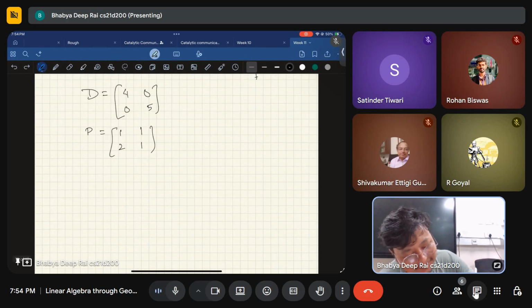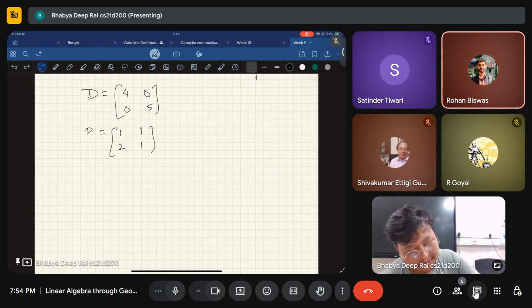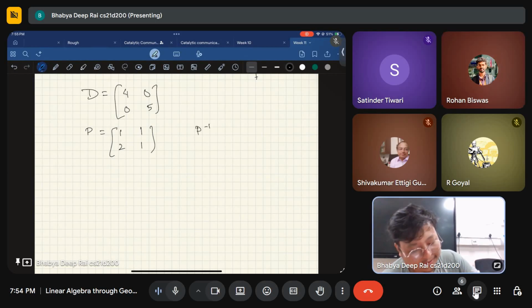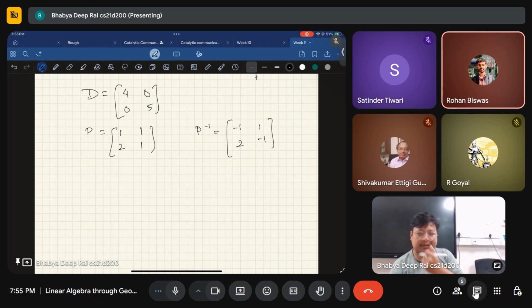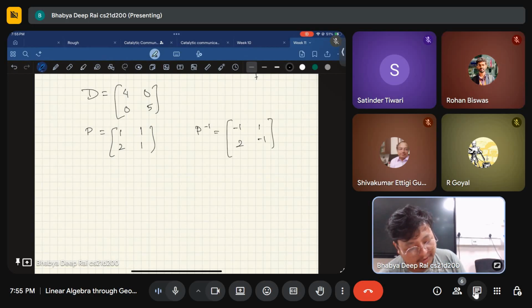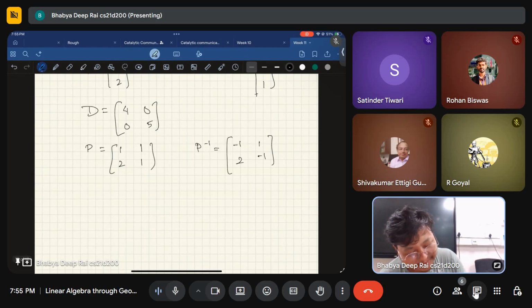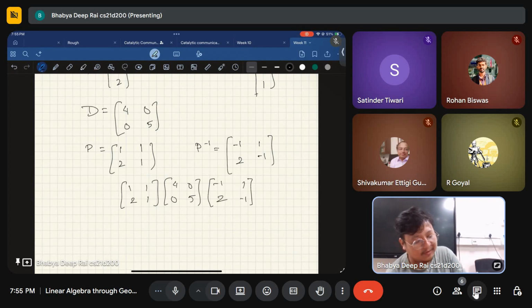Okay. So then we need to compute P inverse also. Is this -1, 2, 1, -1? Oh, great. Okay. Thank you. -1, 2, 1, -1. Okay, so if you've computed the inverse, then all you need to do now is P D P inverse. So then 1, 1, 2, 1, D is 4, 0, 0, 5, and P inverse is -1, 1, 2, -1. And therefore, this is your diagonalization.